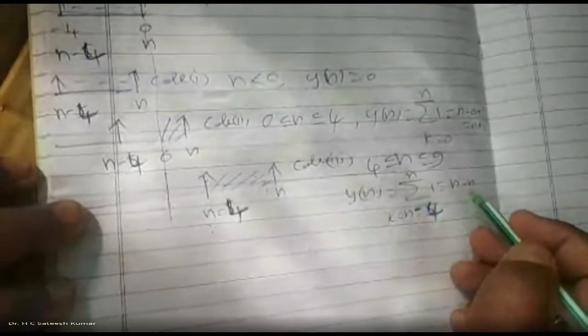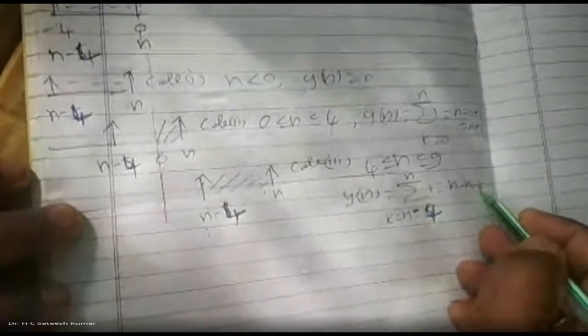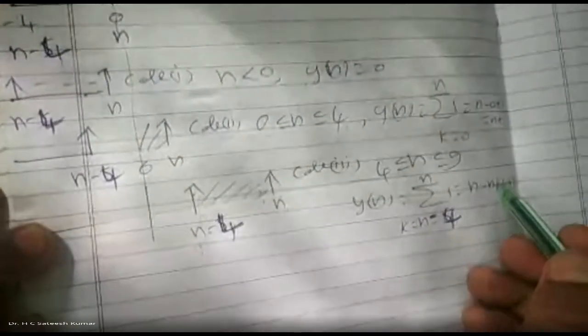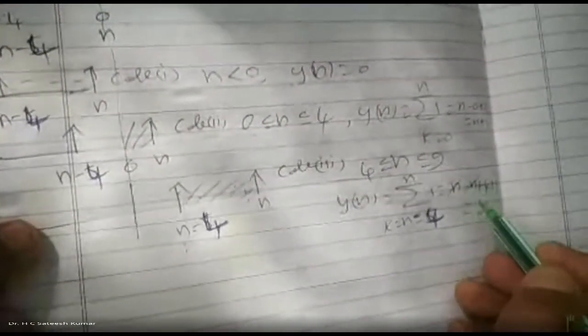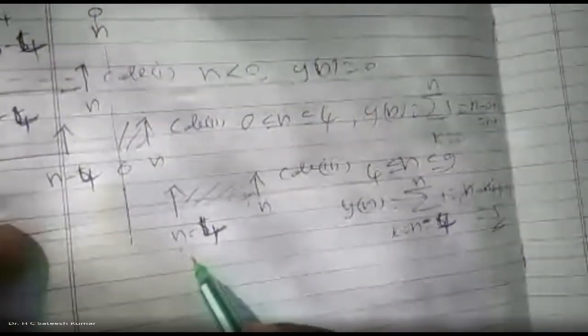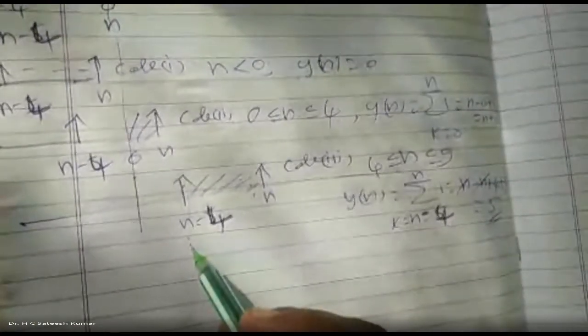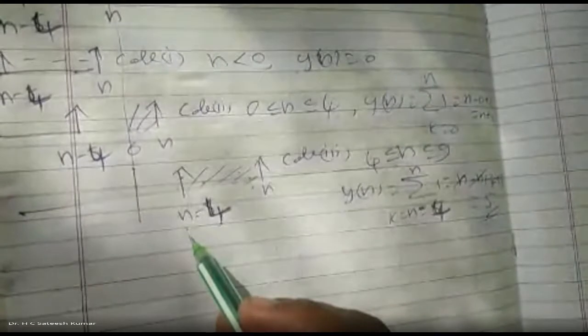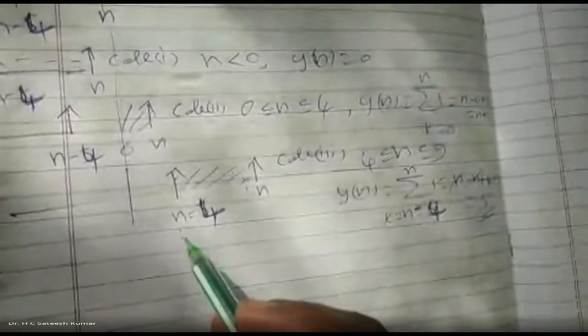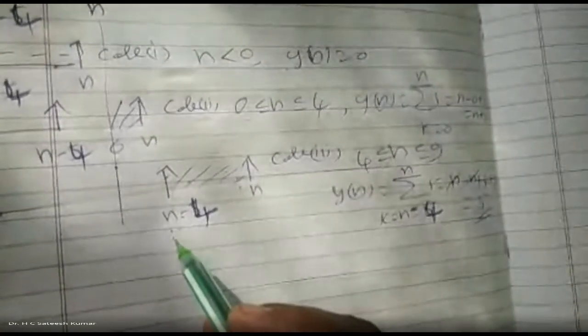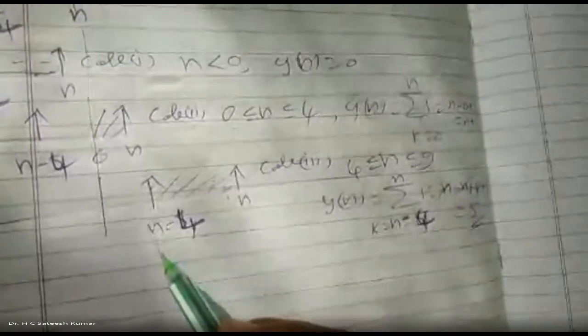Therefore, what will you get? n minus n plus 4 plus 1, that is b minus a plus 1. Minus n plus n gets cancelled. The answer is 5. If I had taken n minus 5, the answer would have been 6. That is the wrong answer. I predicted it and I know the answer is 5.